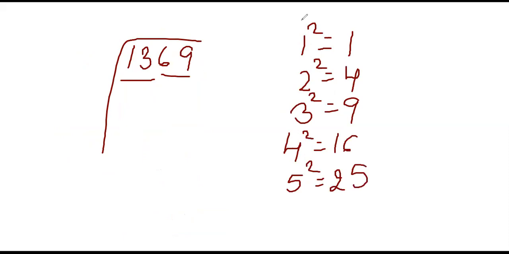Here you can see 13 is here. So under 13, which number can we take here? 9, because 16 is greater. So take 9 here. It should be 3 into 3. It should be a square number. This number and this number should be the same.